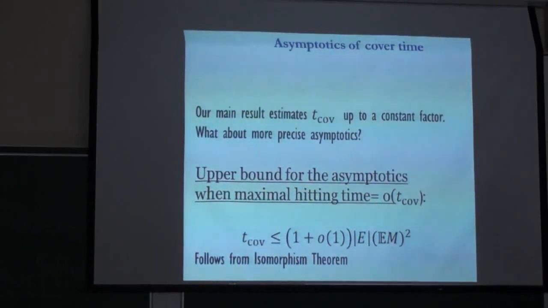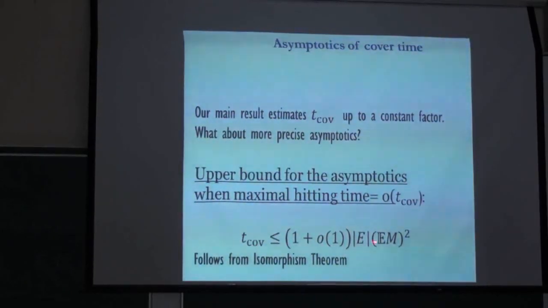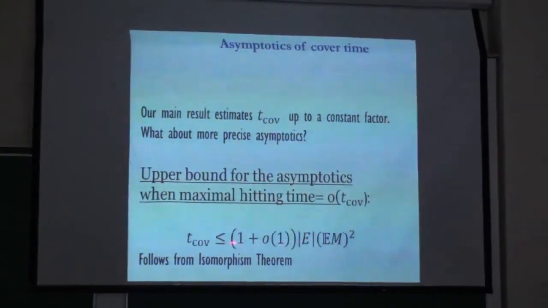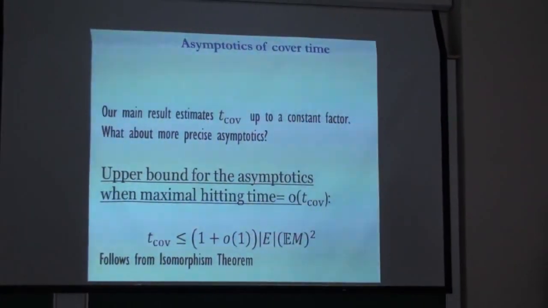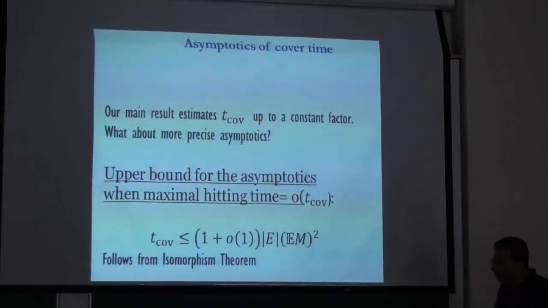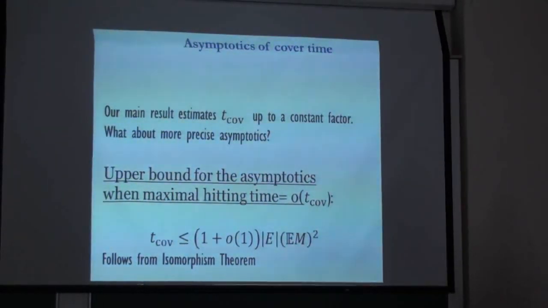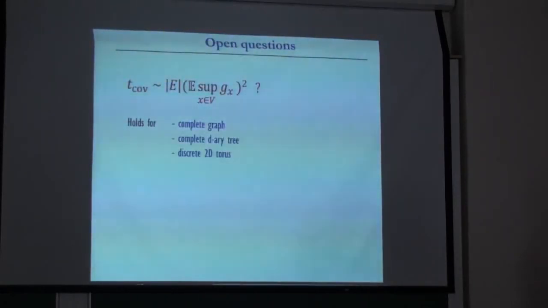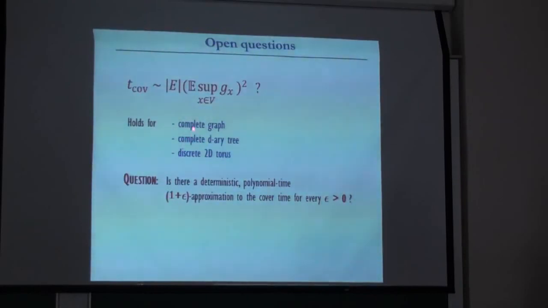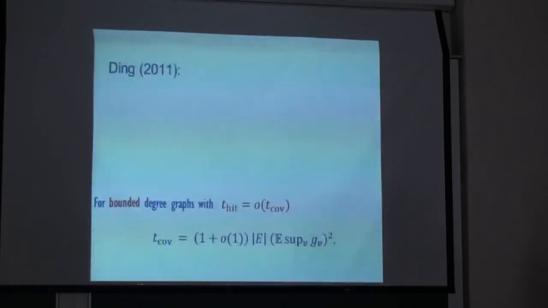So if the cover time is bigger than the hitting time, so think of a sequence of graphs where the hitting times are negligible relative to the cover times, then you can bound the cover time by this quantity that we had before with the 1 plus little o of 1. And in the paper with Jian and James Lee, we conjectured this was also true as a lower bound, based on various examples which are known, like complete regular trees and discrete tori, and this was recently proved in the case of bounded degree graphs by Jian Ding.